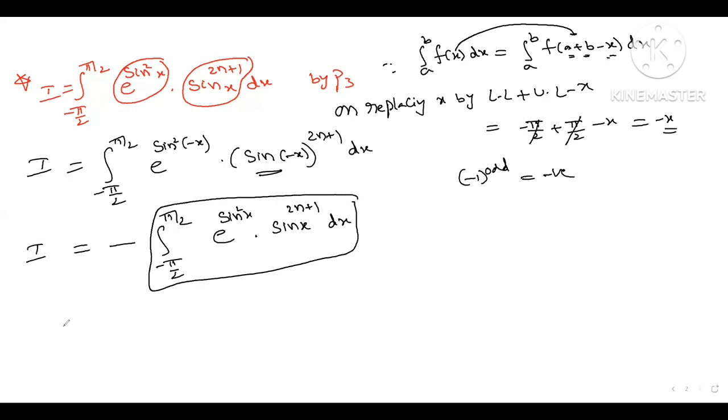So I is equal to minus I. Sending it to the left side, what we get is 2I is equal to 0. I we get 0. This answer also will be 0.